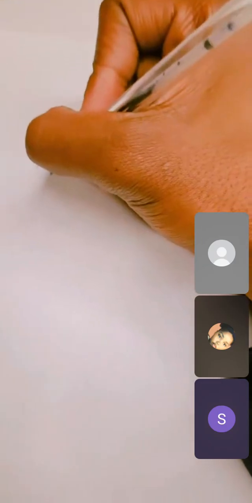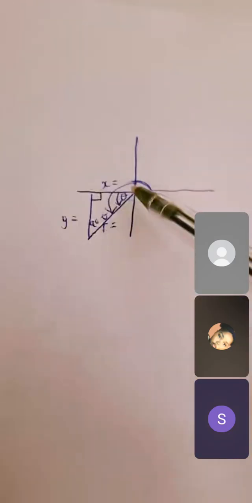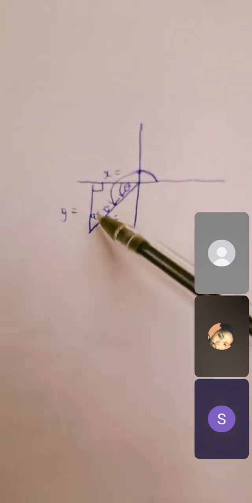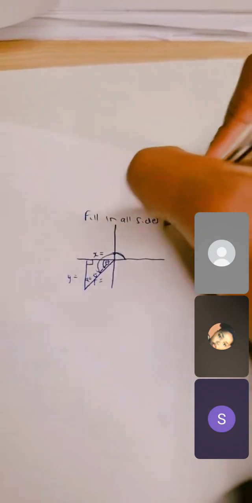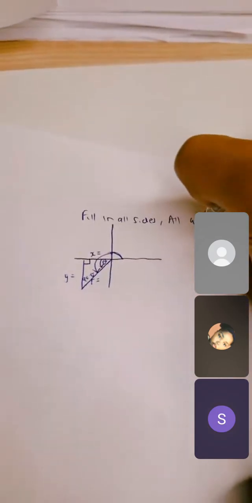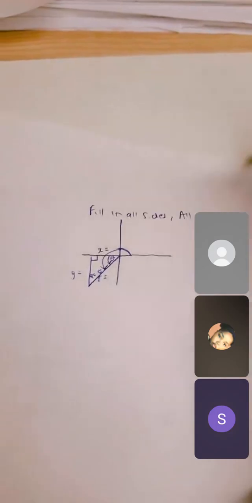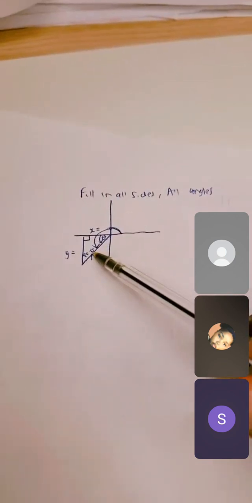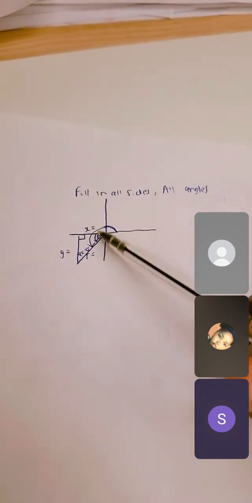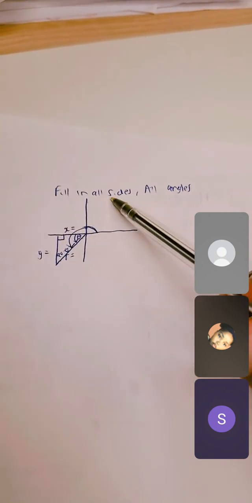Then you fill in the rest of the diagram. You know that the third angle is always going to be 90 minus theta. So you have 90, you have theta, you have 90 minus theta. You fill in all your sides and all angles. Why do you fill in the angles as well? Because in the event that they ask you about 90 minus theta, you can have that already in your diagram.